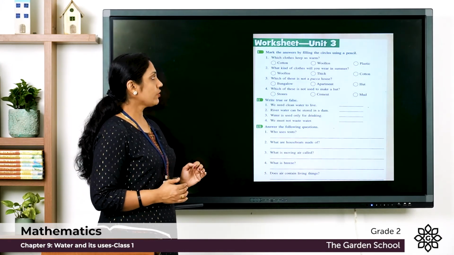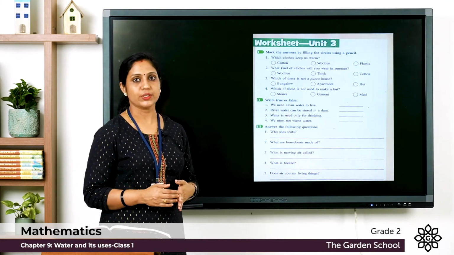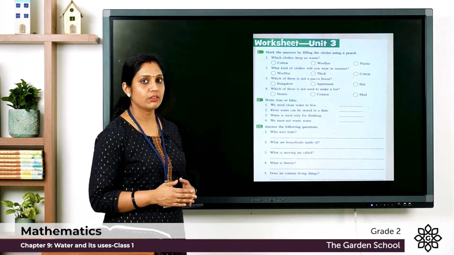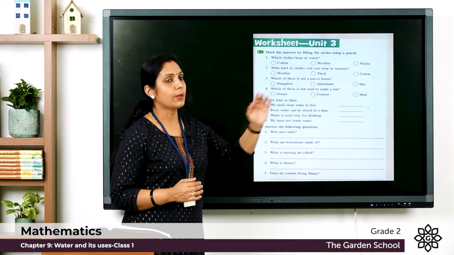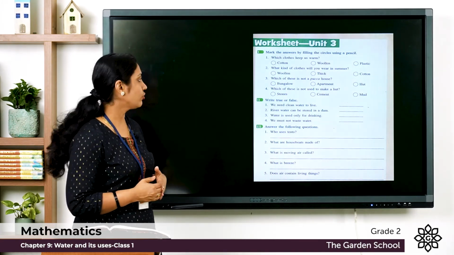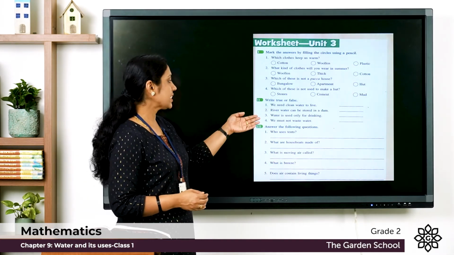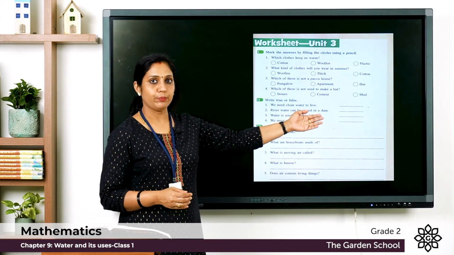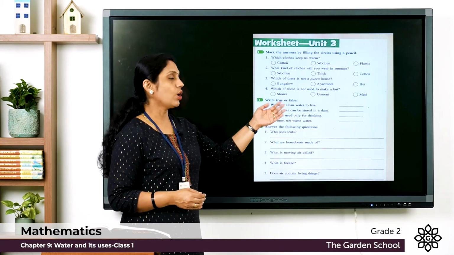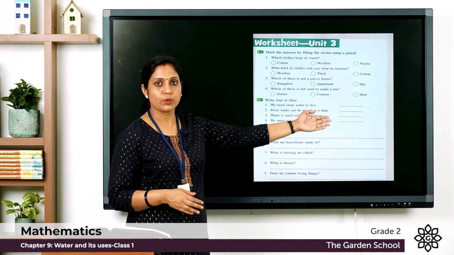Third question, which of these is not a pakka house? The options are bungalow, apartment, hut. Fourth question, which of these is not used to make a hut? The options are stones, cement, mud. Now let's move on to our second question. Write true or false. The first statement, we need clean water to live. Second, river water can be stored in a dam. Third, water is used only for drinking. Fourth, we must not waste water. So look at the statements and check whether they are true or false and write in the space provided.